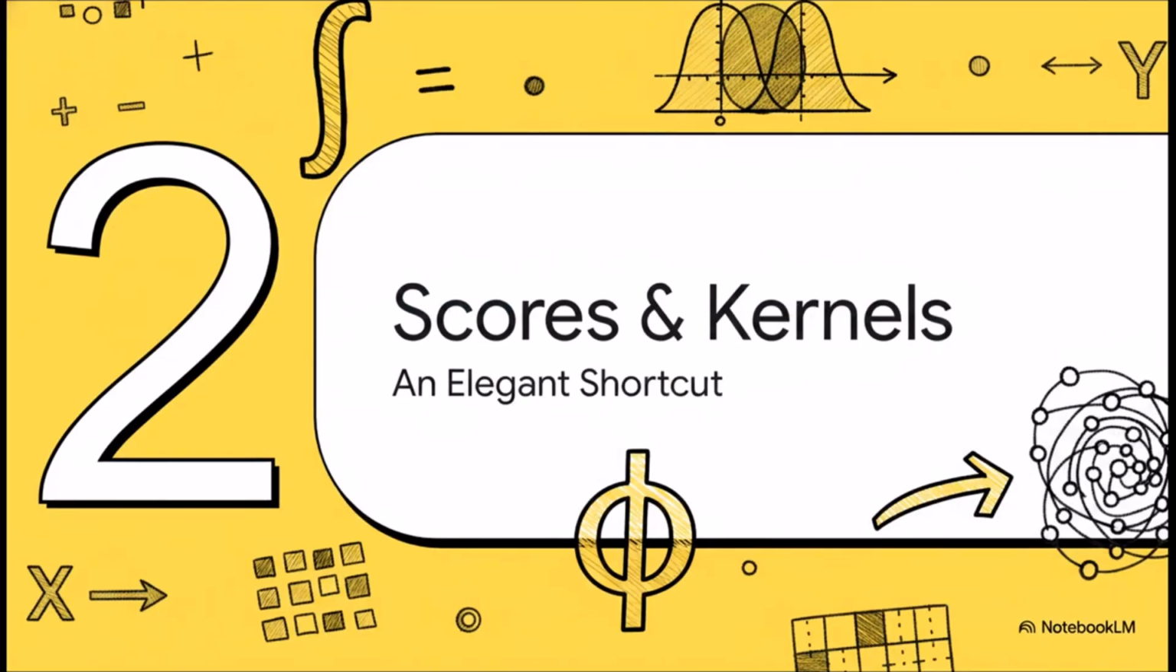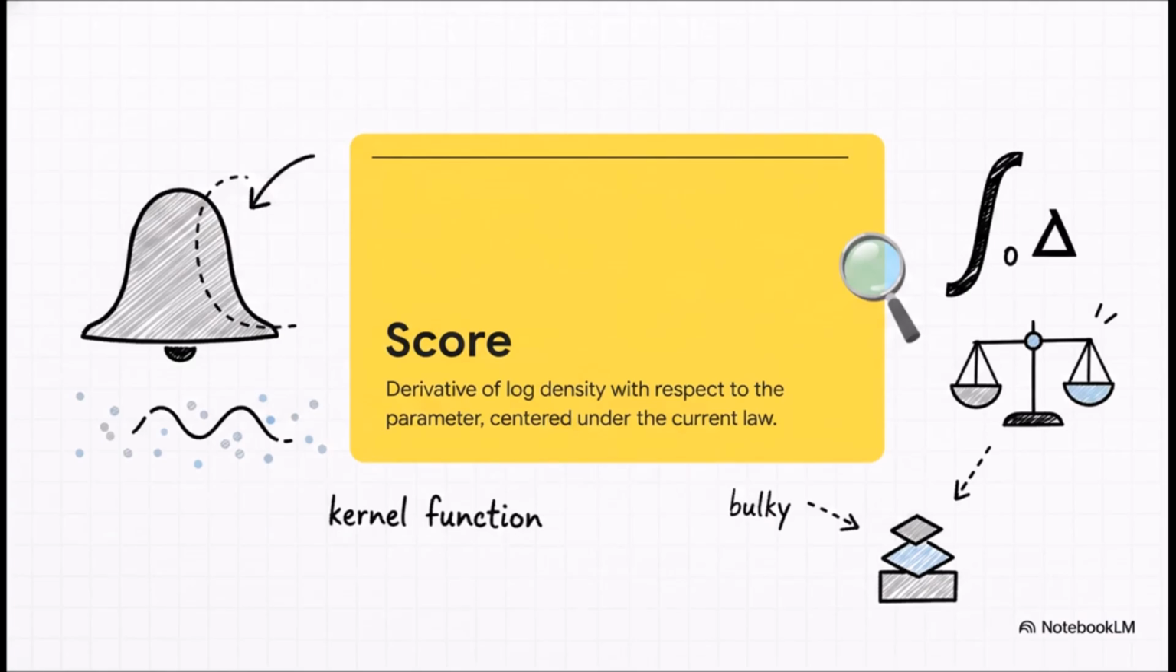Moving on to section 2. Defining scores and kernels. Let's break down the mathematical anatomy of this elegant shortcut. First up, we really need to understand the score. For densities that are differentiable in their parameter, the score is simply the derivative of the log density with respect to that parameter. Now, mathematically, the score is incredibly precise, no doubt about it.